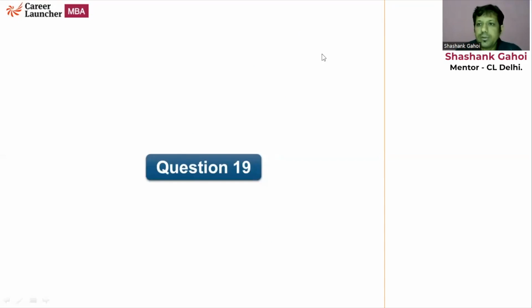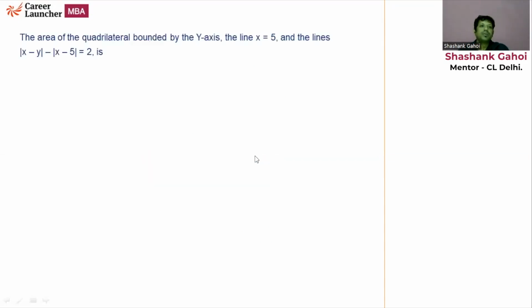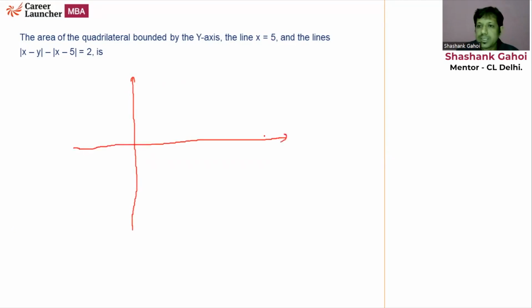Let's start question number 19. Okay, the area of quadrilateral bounded by y-axis, the line x equal to y, and the lines this. Now, I would say this is the most difficult question I have ever seen in CAT exam. Perhaps if you are going to get this question in the exam, even if you have studied it, I'm not sure anyone is going to teach you this in the class, and this is actually extremely difficult. So the advisable thing for this particular question is leave. Otherwise, there is only one way to solve this question, that is draw the graph.